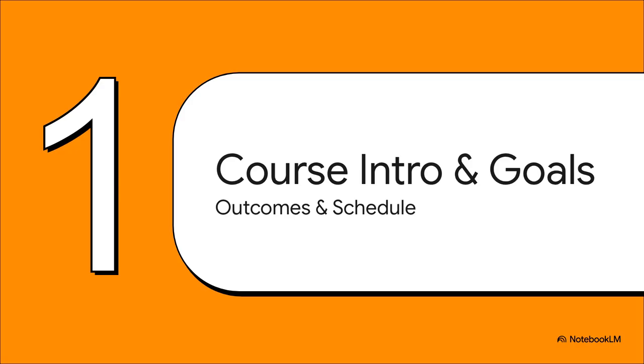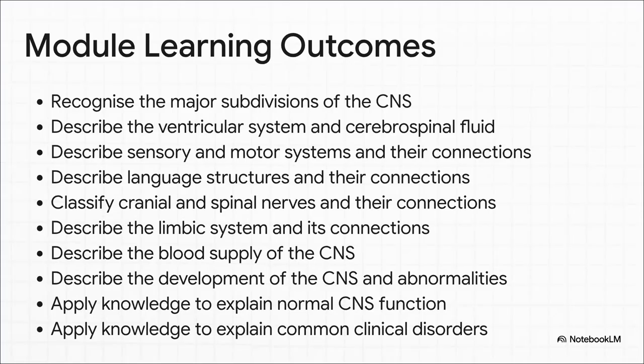All right, let's kick things off with the foundational elements of this module. We're going to start with what you'll be expected to learn, because these learning outcomes are the bedrock for everything we're about to cover. Okay, these 10 points right here are your core competencies. By the time we're done, you'll be able to recognize and describe the major subdivisions of the CNS. You'll be able to do the same for the ventricular system and the cerebral spinal fluid that flows through it.